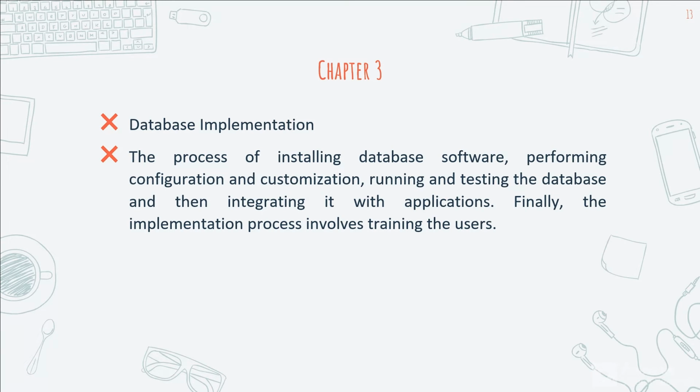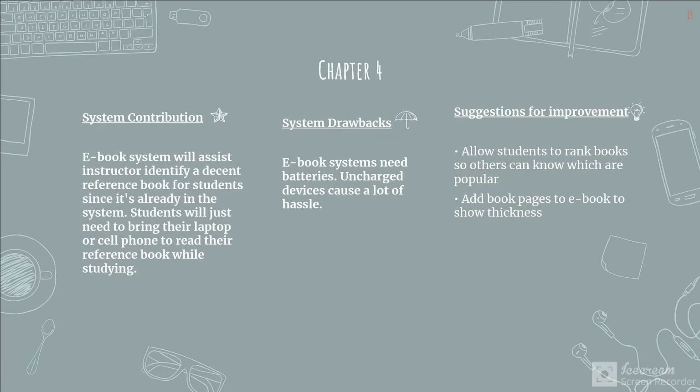A summary for chapter 3. Chapter 3 is about database implementation. So, what is database implementation? Database implementation is the process of installing database software, performing configuration and customization, running and testing the database, and then integrating it with applications. Finally, the implementation process involves training the users.